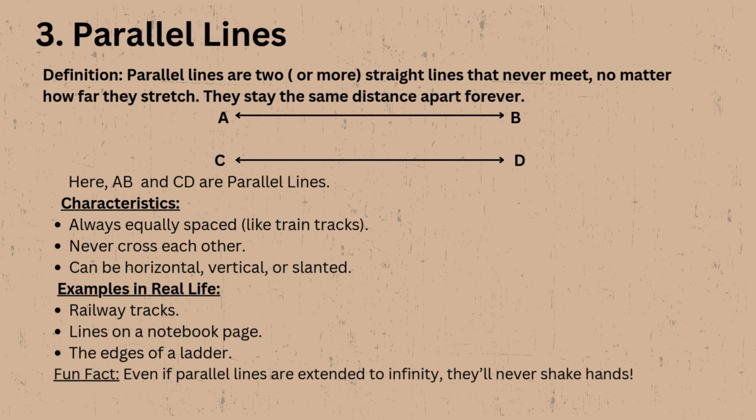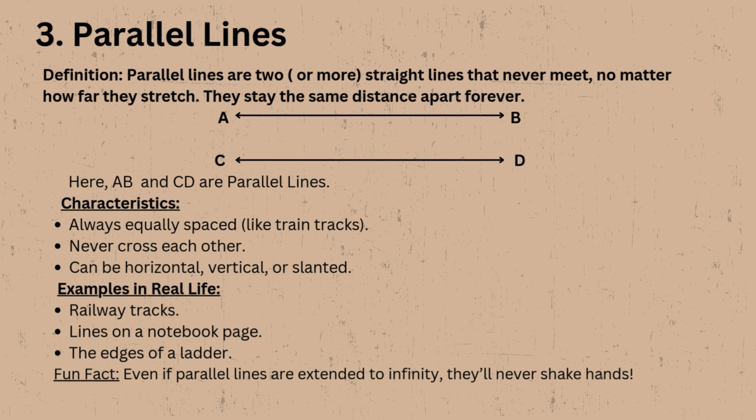Characteristics of parallel lines: they always maintain the same distance between them. They never cross each other. They can be horizontal, vertical or slanted. For example, in real life, you can think of a railway track. They are not going to meet or bend the slightest amount because if they did, then an accident may occur. That's why they are supposed to be parallel, exactly maintaining the same distance forever.